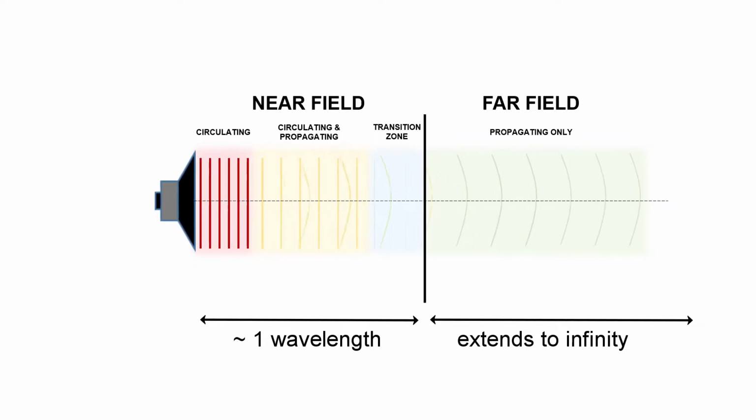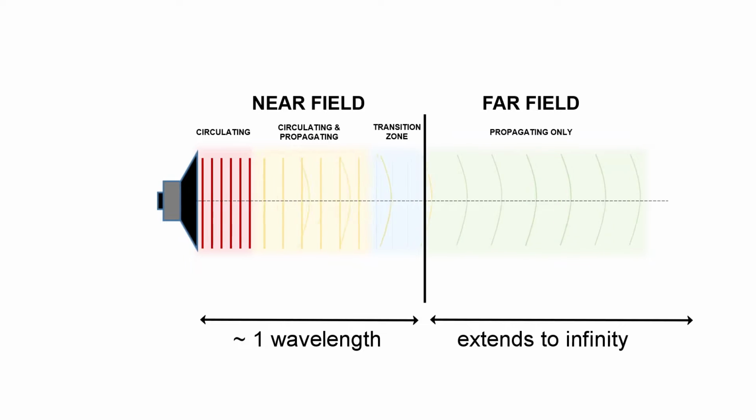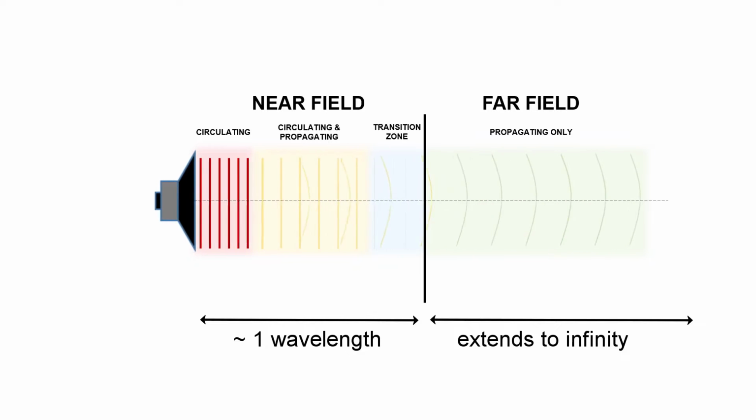And this happens at about one wavelength, or 3 times the largest dimension of your sound source. If you imagine a really large speaker versus a point source, that large speaker is going to have a bigger near field than just a small point source. So it's important to do a check and make sure you're in the near field or the far field.